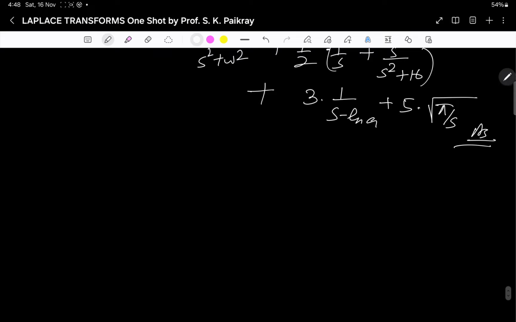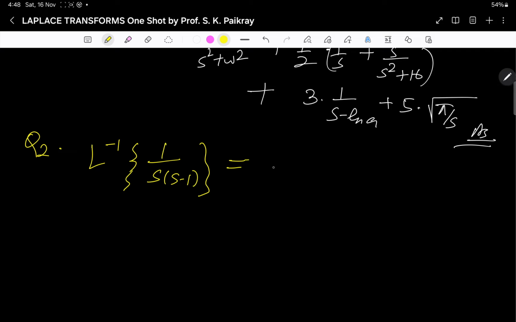Now suppose you are asked to find L inverse of 1 by s(s − 1). So I am applying different techniques here. By simple means you can apply partial fractions here: A by s plus B by (s − 1). For the value of A, you put s equal to 0 and cover it, then it is minus 1. So the value of A will be minus 1.